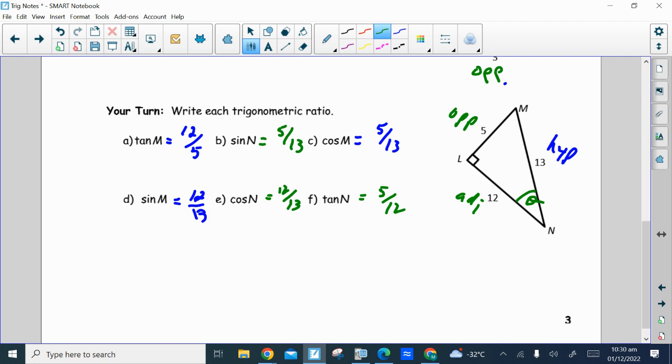Okay? The sine of one will be the same as the cosine of the other. The cosine of one will be the same as the sine of the other. And the tangent ratios are always reciprocals of each other. That will always happen.